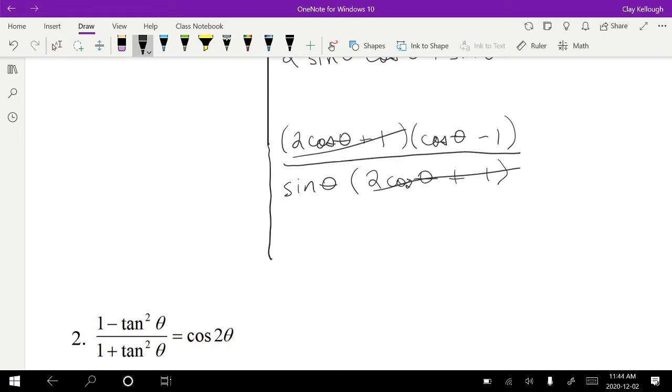And I've accomplished my goal. Remember, my goal was I didn't want any cosine on the bottom. I only wanted sine. There it is. I have nothing but sine. In fact, okay, now here's where our advanced technique has to come in.